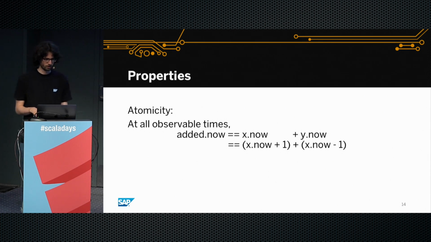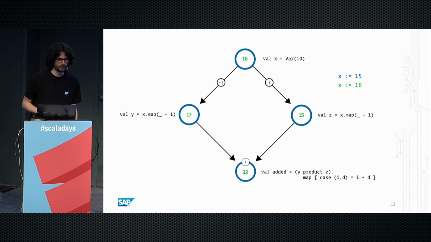I mean, proofs are always hard. Okay, what does it mean? So this added .now. So .now means it's the current value of the signal. So these signals always have a current value.